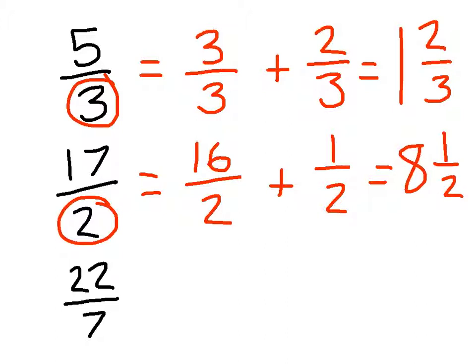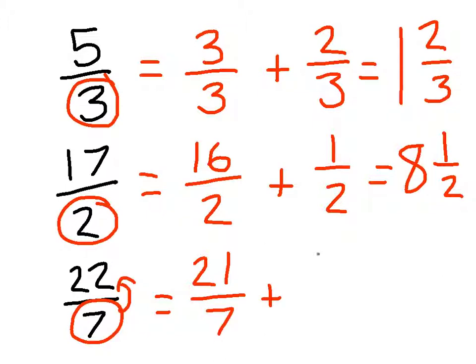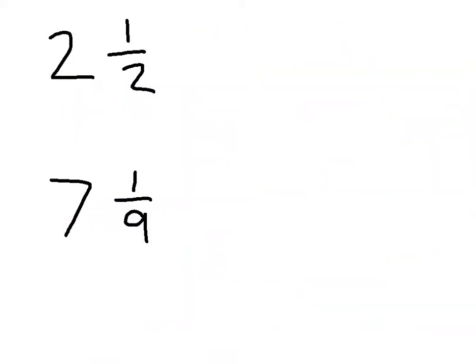And 22 sevenths, so we know that 7 goes into 22, and it goes into 21 3 times, 21 sevenths, plus, and there'd be 1/7 left over, so 22 sevenths is 3 and 1/7. Hopefully you did quite well. Now we're going to have a go at converting these mixed numbers into improper fractions. So if you think you know how to do this, then be brave and pause the tutorial and have a go yourselves. Otherwise you can keep playing it to find out.